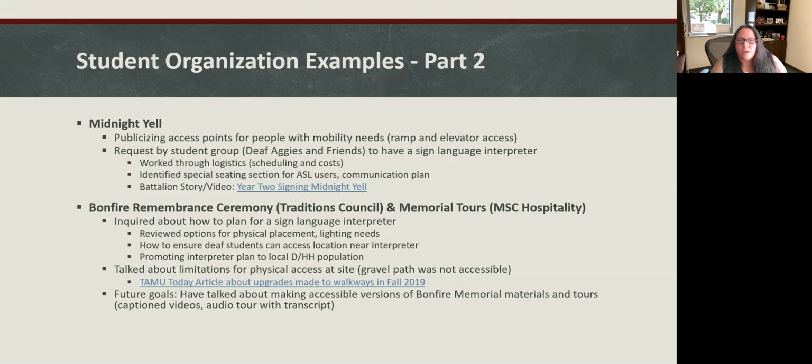Bonfire Memorial. I know I've talked with the MSC hospitality people on and off over the years about how they can make their tours more accessible. There's a lot of stuff on the website, making sure that those things are captioned. If they are going to do audio tours, is there also a transcript?